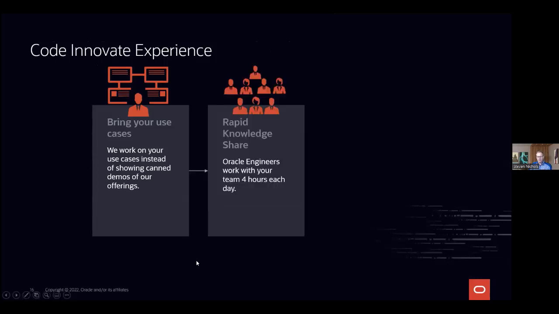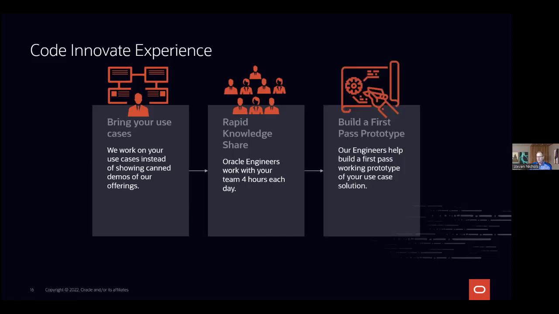And again, the whole Code Innovate experience begins with use cases. You share with us the use cases you want. We build an event around that. We build teams, multiple teams in many cases. Our engineer works with your team to build out a use case. We spend about 4 hours a day for 5 days straight. And at the end, we have what's called a first pass prototype or a minimum viable product. And you get experience and knowledge on working in the Oracle Cloud.